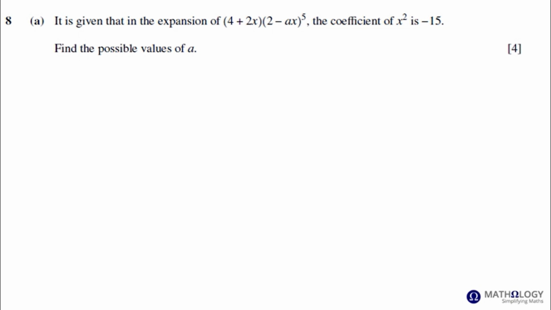Question 8. It's given that in the expansion of (4 + 2x)(2 − ax)^5, the coefficient of x squared is −15. Find the possible values of a. Okay, so we're just going to expand the second binomial first.